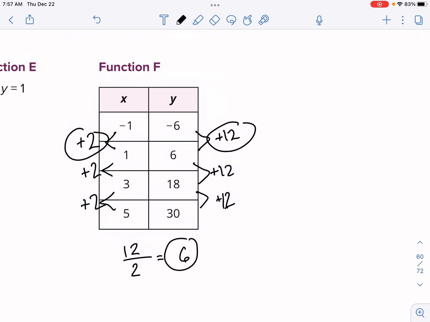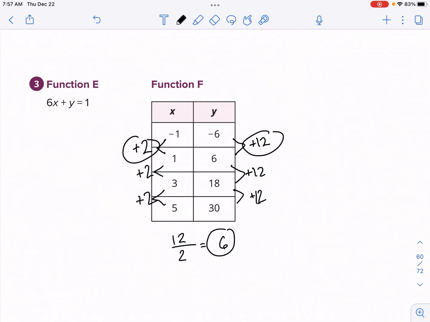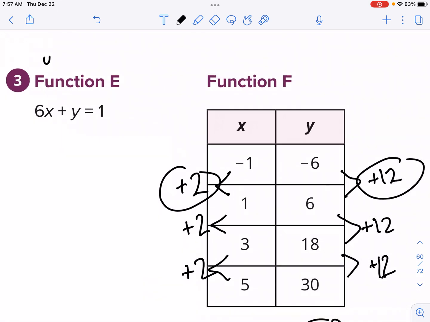The rate of change for function f is 6. Okay, and then let's go to, so this means it's a +6, so something very steep. This one is almost in slope-intercept form, right? Again, y equals mx plus b, but it's not, right? We should have only the y on the left side.